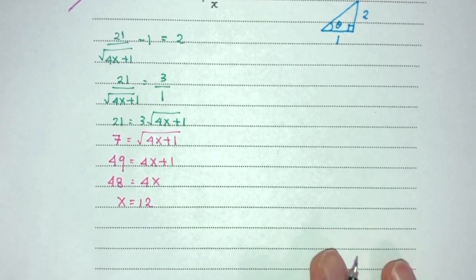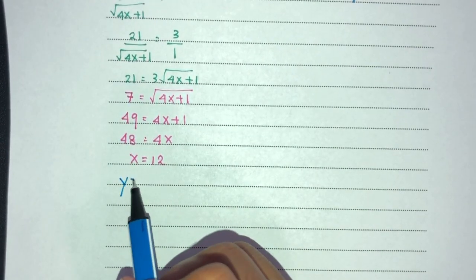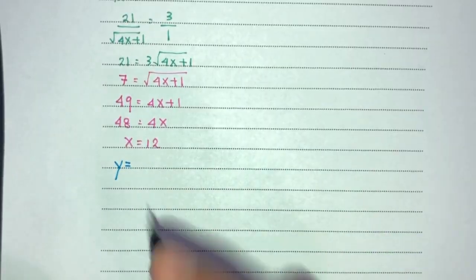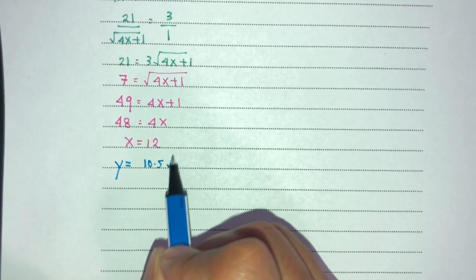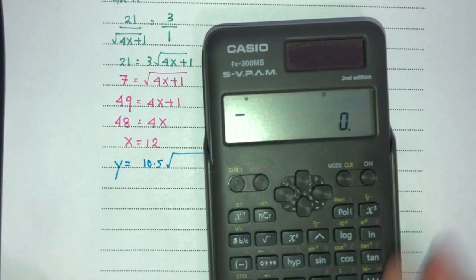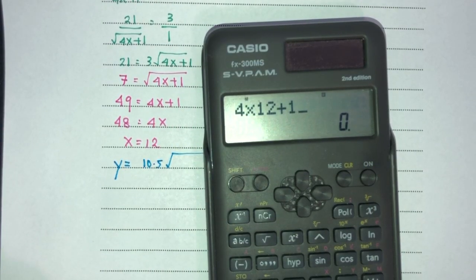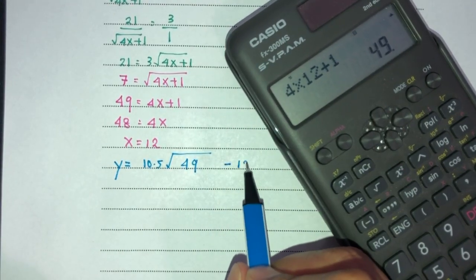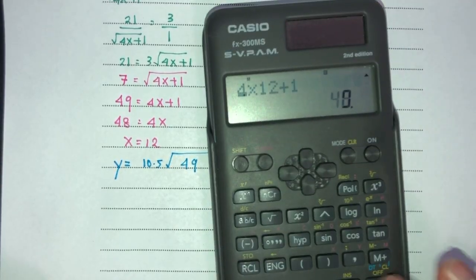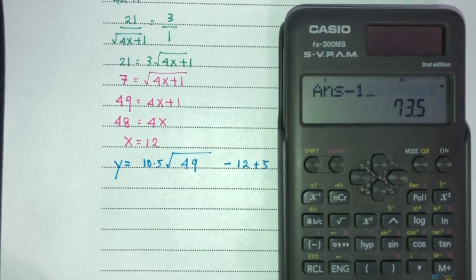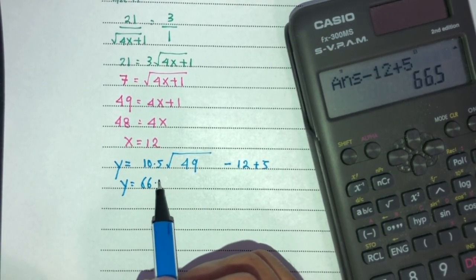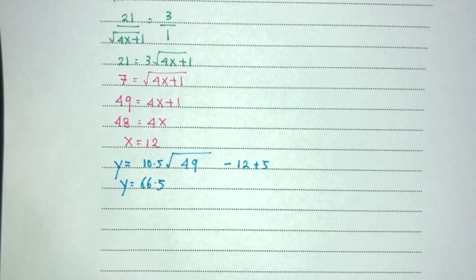And also we can find the y value as well. For the y value, use the equation of the curve. This one, that will become 10.5 times the square root of 4 times x plus 1, which is 49, minus x, minus 12, plus 5. So 10.5 root of 49 minus 12 plus 5, that will become 66.5.